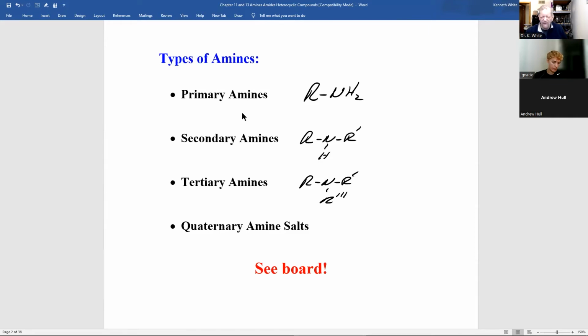Now, if you look up here, these 3 types of amines have only 3 bonds to nitrogen. So notice 1 R group, 2 hydrogens, 3. 2 R groups, 1 hydrogen, 3. 3 R groups, 0 hydrogen. So 3 minus 1 equals 2. That's why there are 2 hydrogens. 3 minus 2 equals 1. That's why there's 1 hydrogen. And 3 minus 3 equals 0.